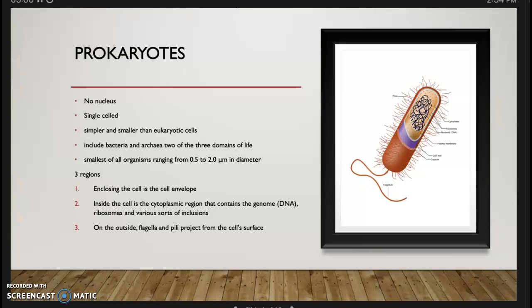They include bacteria and archaea, two of the three domains of life. This is where you would find these cells. They are the smallest of the organisms, ranging from 0.5 to 2.0 µm, which is micrometers, in diameter. There are three regions: the cell envelope encloses the cell; inside the cell is a cytoplasmic region that contains the genome of DNA, ribosomes, and various sorts of inclusions; and on the outside, flagella and pili project from the cell surface.